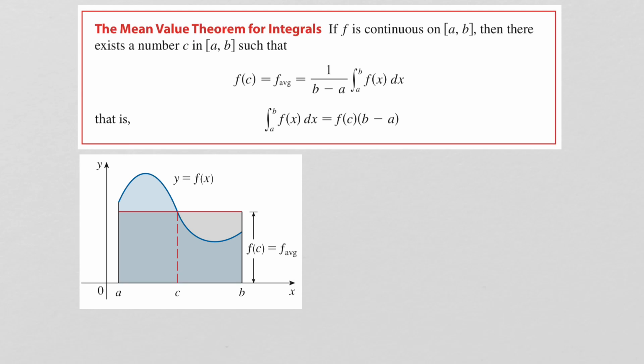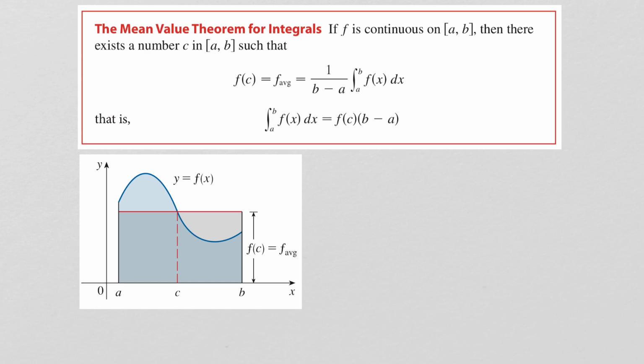So if we just look at this graph again, here we have the function y equals f of x. We have the average value of the function, which can be found by using the formula. And now notice wherever that average value of the function intersects the curve, there is a value of c corresponding to it. And so the mean value theorem for integrals guarantees that there is an existence of this number c.